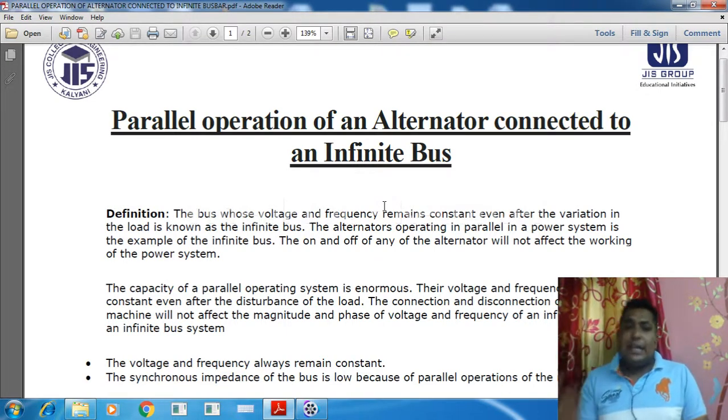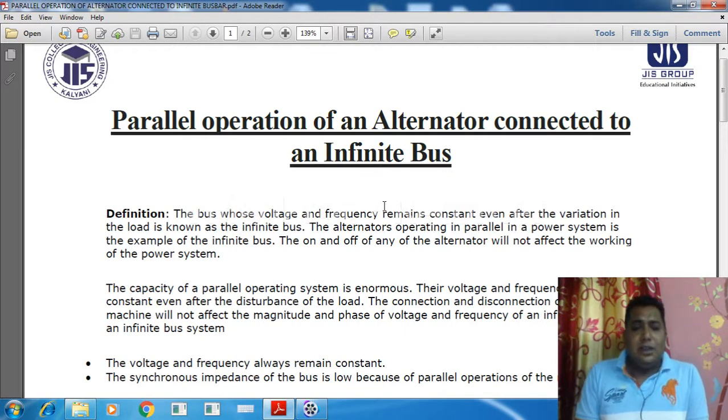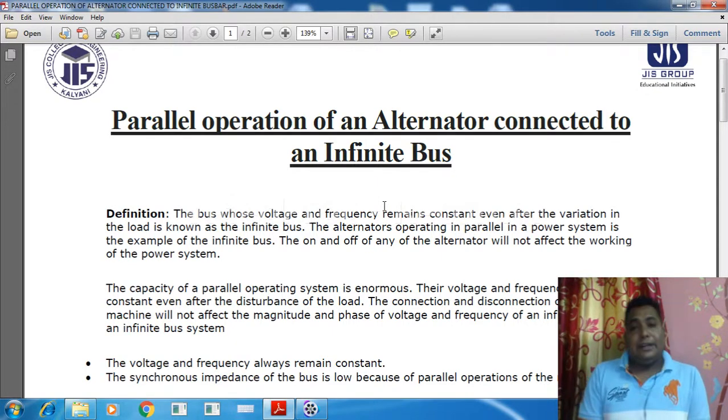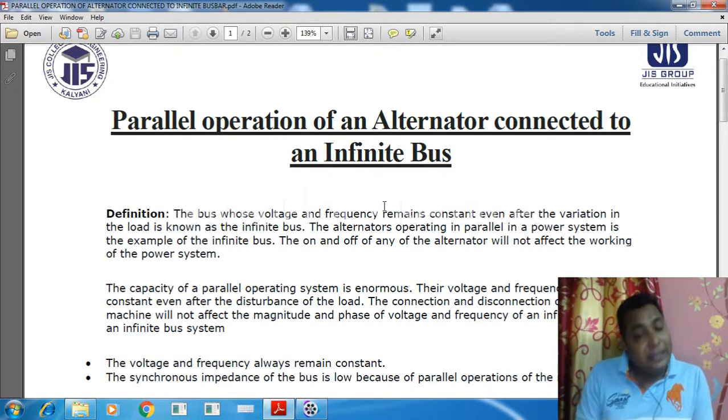So the main thing, as we can say over here, is that any change in this power system or grid system will not affect two things. As we can see in the presentation, the voltage and frequency always remain constant. That is point number one. A very important point: voltage and frequency will remain constant.